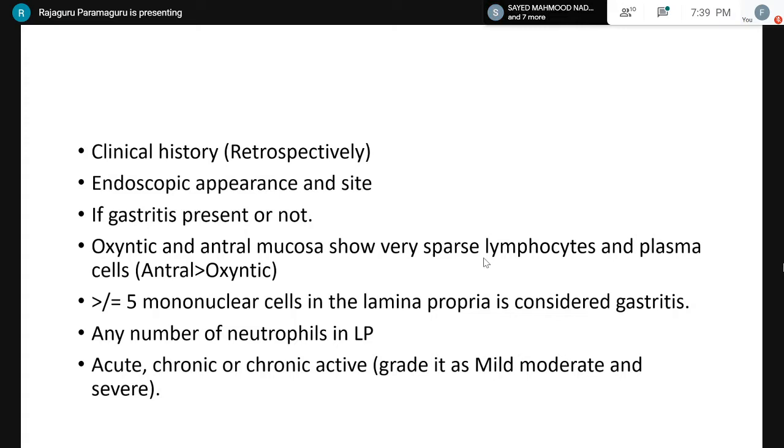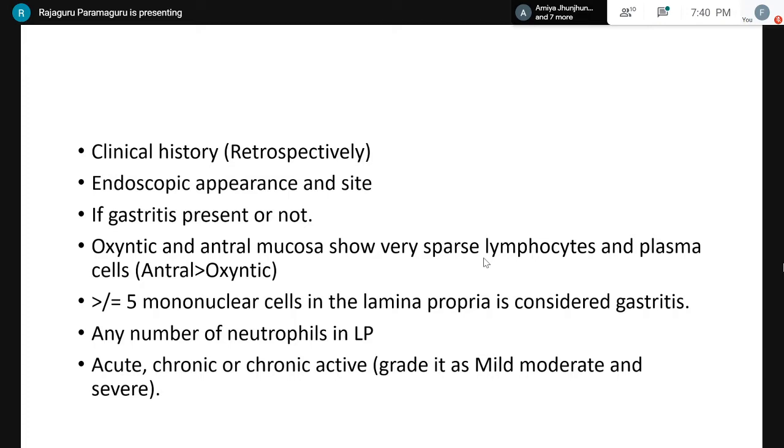So you call it gastritis when you have more than 5 mononuclear cells, which is what is given in the literature. But you definitely can't follow that strictly. When you see the lamina propria is a little bit more blue than usual, you call it gastritis. And try to avoid the terminology non-specific. It's always better to be specific with the findings.